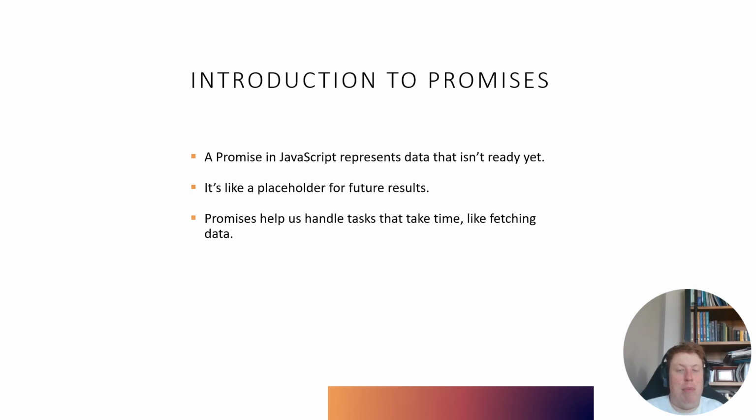In JavaScript, a promise is a tool for handling data that isn't available right away. You can think of it as a placeholder that represents data that will arrive in the future. Promises are perfect for handling tasks that take time to complete, like fetching data from a web API.